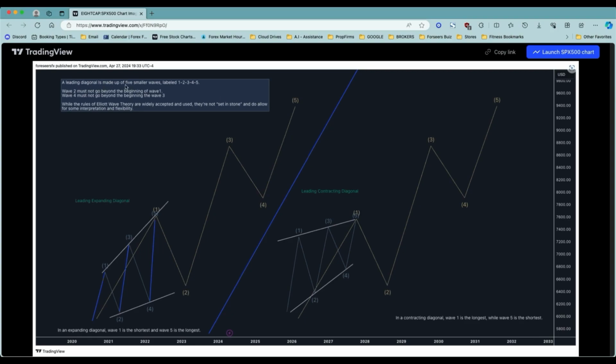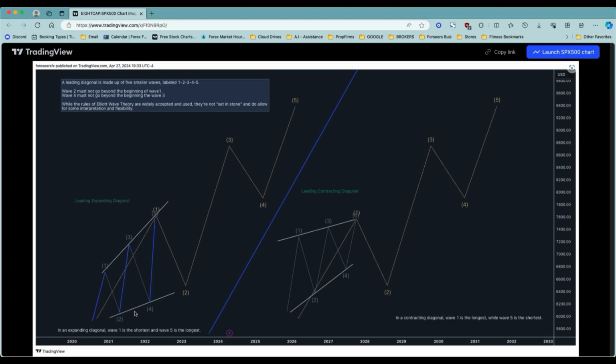So a leading diagonal is made up of 5 smaller waves, labeled 1, 2, 3, 4, 5. As we have it here, 1, 2, 3, 4, 5. Wave 2 must not go beyond the beginning of wave 1. In other words, this must not go down here, right? We already talked about this. Wave 4 must not go beyond the beginning of wave 3. In other words, it should not pass the beginning here. So this whole thing is wave 3, and it cannot go past the beginning of it.